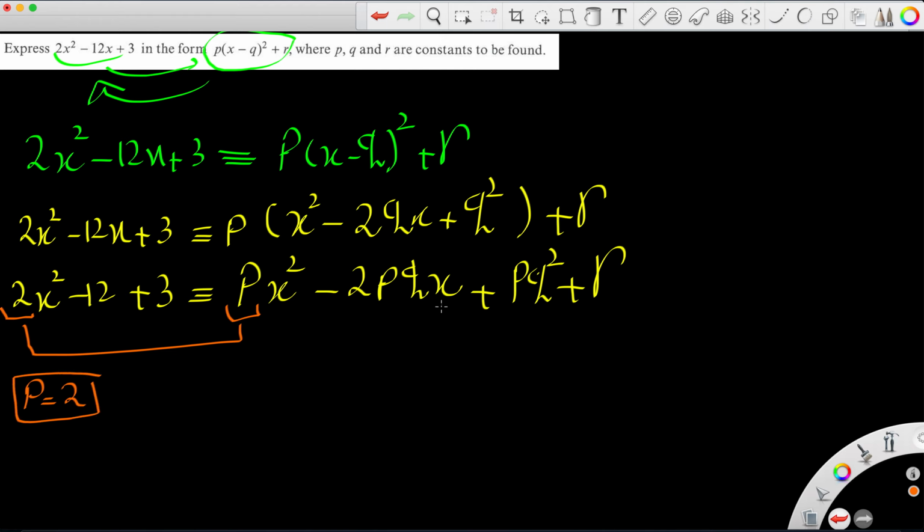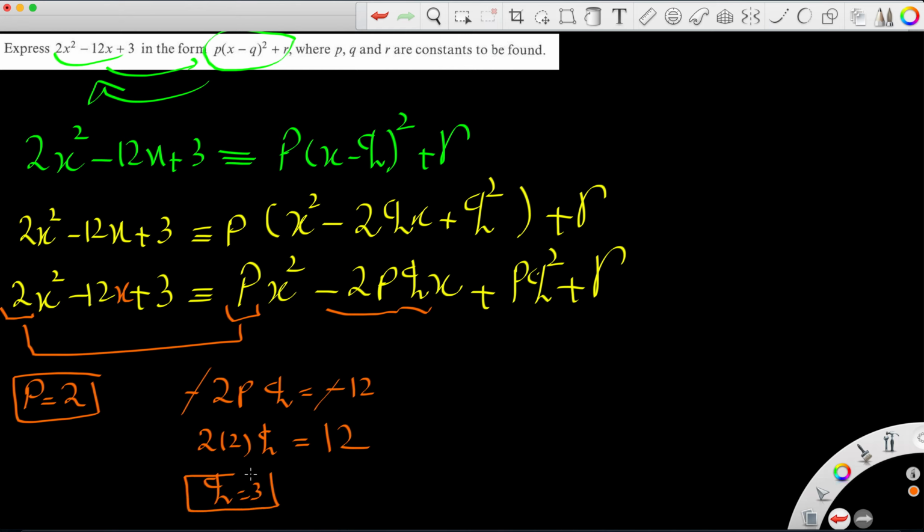Now coefficient of x here is minus 2pq. Sorry, I forgot x here. So minus 2pq must be minus 12. So minus 2pq should be minus 12. Minus cancel out. P was 2, so I replace it. 2q should be 12, 2 times 2, 4. 4q should be 12. So q is 3.